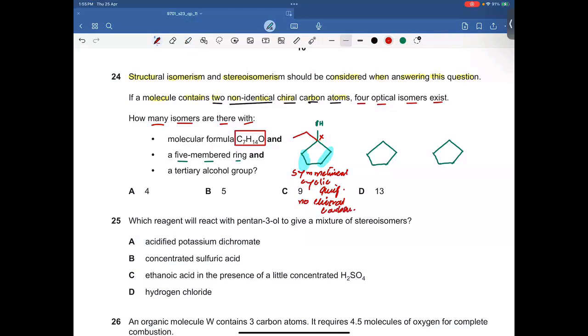Okay. Let me do this. We have one OH group, and for tertiary, we need to attach one alkyl group here. How many carbon atoms do we have? 1, 2, 3, 4, 5, 6. We have one carbon, and how many hydrogens? 3. So let me put that here. So this is going to be your chiral. This is going to be your chiral. We have 2 chiral carbon atoms, so it's going to be 4 isomers.